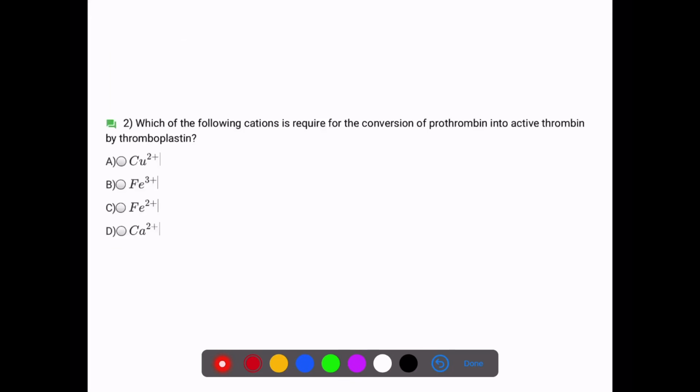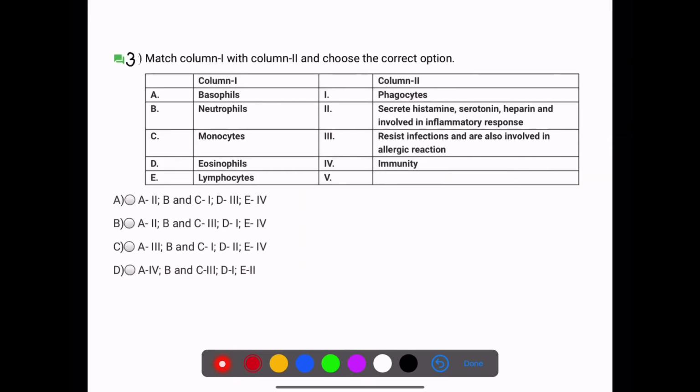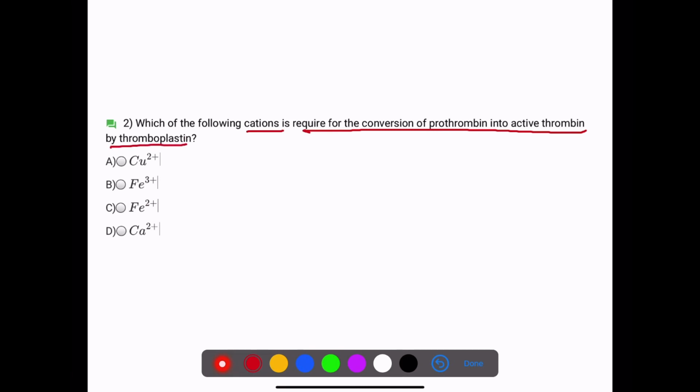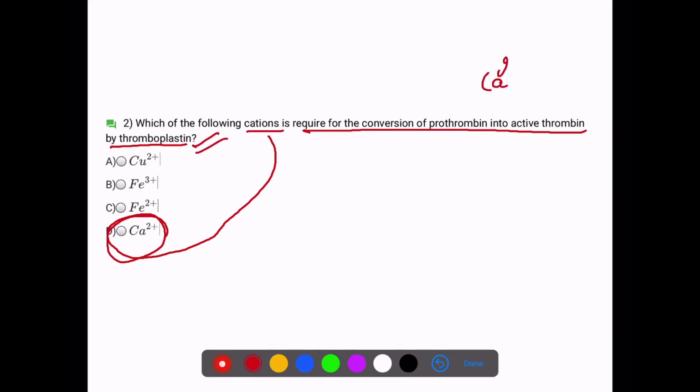Which of the following cations is required for the conversion of prothrombin into active thrombin by thromboplastin? Actually, this is just a question from your class 10th basics, but I will answer it here. The very important cation responsible for conversion of prothrombin into active thrombin by thromboplastin is always calcium. Prothrombin gets activated in the presence of calcium.